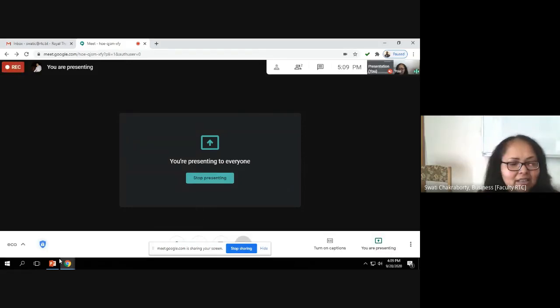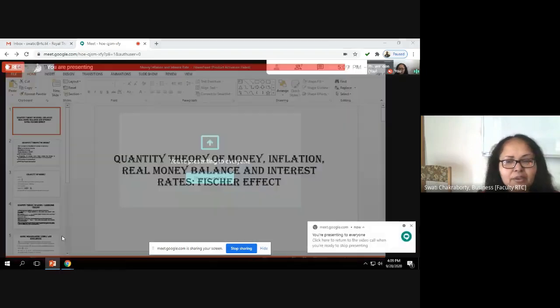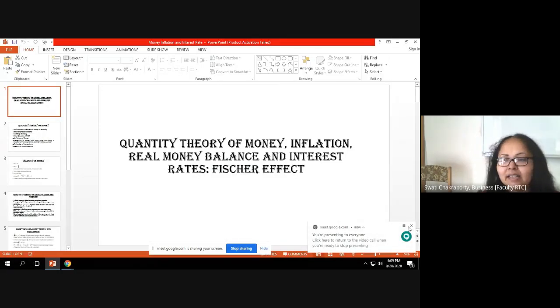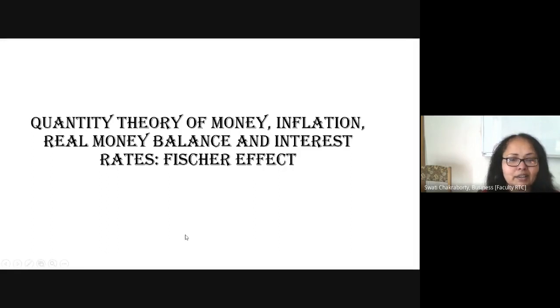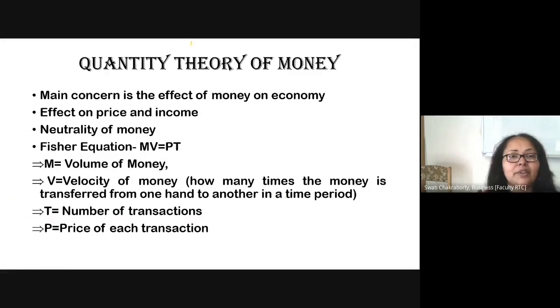Good evening, class. Today we are going to talk about the quantity theory of money, inflation, real money balance, and interest rates, right? So we are actually going to talk about the Fisher effect. Okay, so let's start. We start with the quantity theory of money.